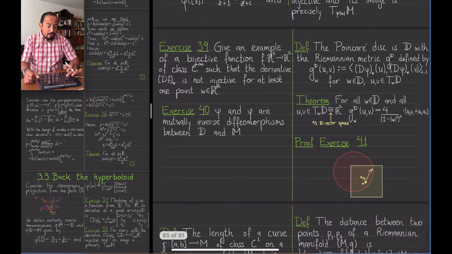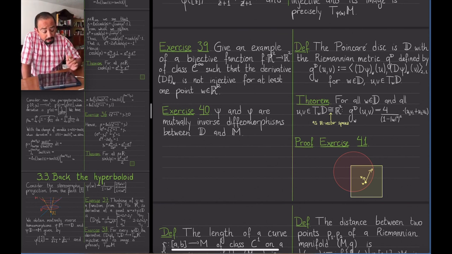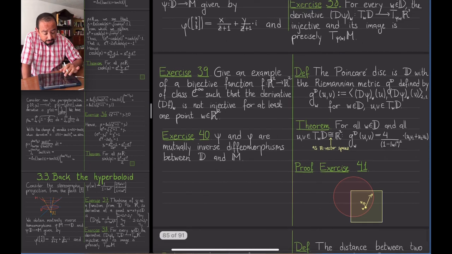If you remember, something similar happened, or rather, I had to do a similar consideration in the case of Mobius transformations. I knew that they were bijective, but still I stopped and checked that their derivative was always injective, that it was never zero, and since it's a holomorphic map, then it's injective. Okay, right.